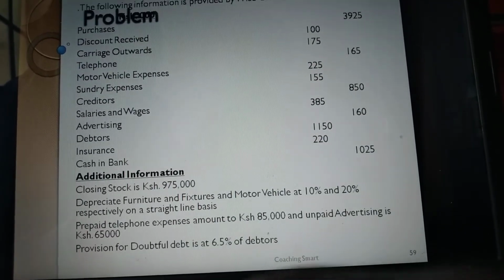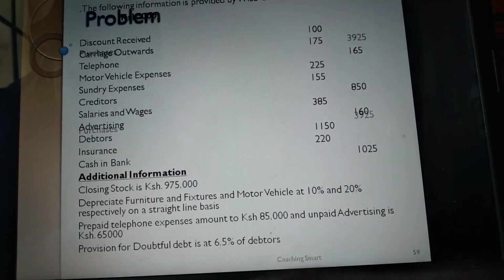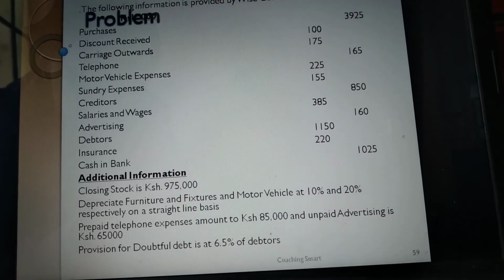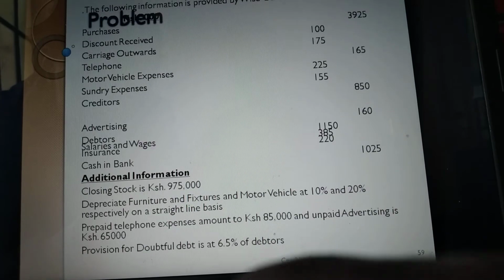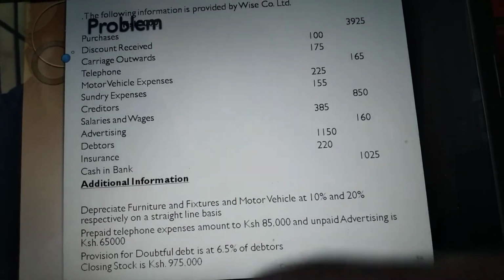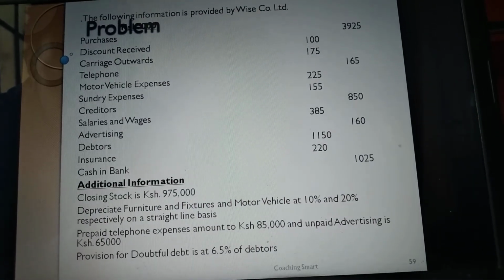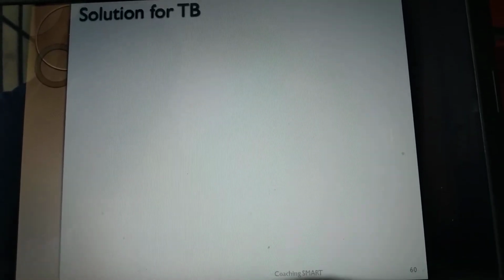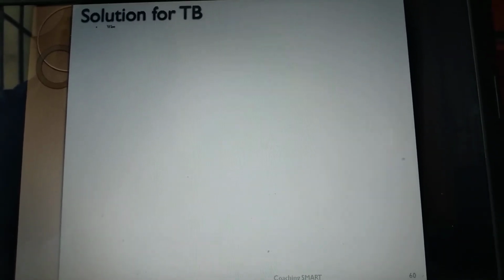So the question requires us to prepare 1, adjusted trial balance, 2, income statement, 3, balance sheet. So these are the requirements that we need to fulfill. So we start with the solution of trial balance.